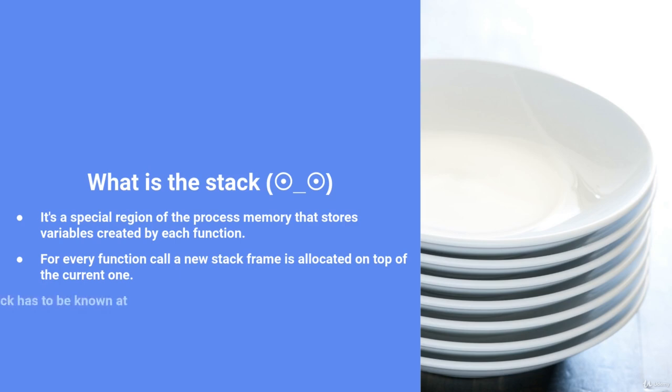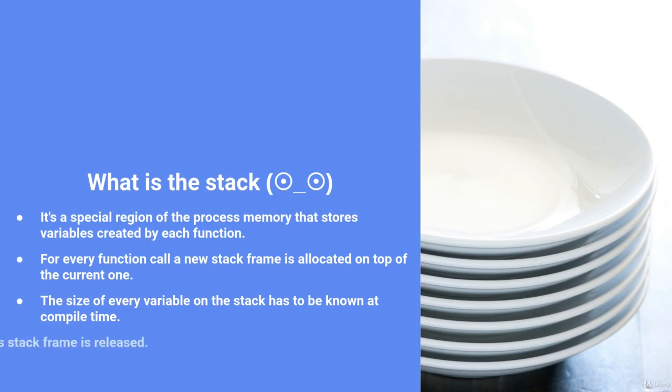The size of every variable on the stack has to be known at compile time. If we want to store an array on the stack, we have to specify exactly how many elements it will hold. When a function exits, its stack frame is released. This means that we don't have to worry about deallocating the memory, it is managed for us.